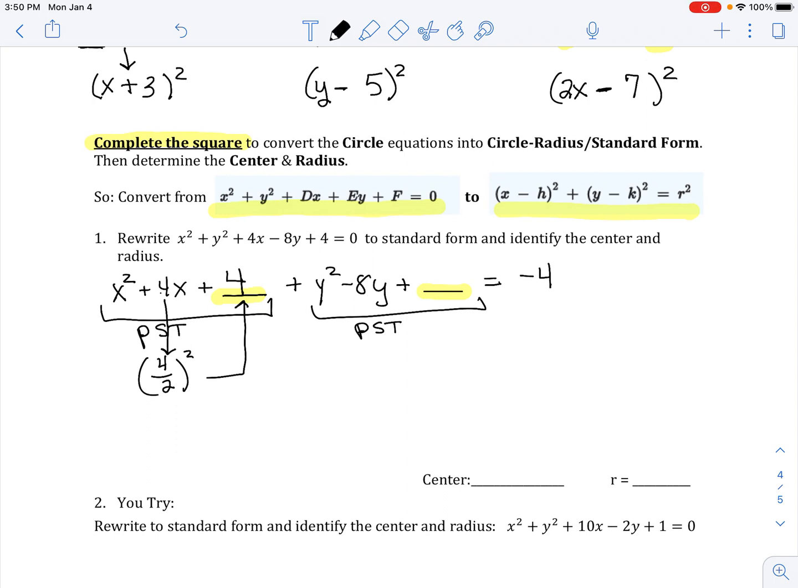Let's move on to the y terms. We take that middle number, divide it by 2, and then square it. Notice that I'm not carrying down the fact that it's a negative 8. It doesn't really matter, because that third term in a perfect square trinomial is always positive, and when you square it, it doesn't matter whether the inside is positive or negative. So 8 over 2 is 4, and 4 squared is 16. So I've created two perfect square trinomials.